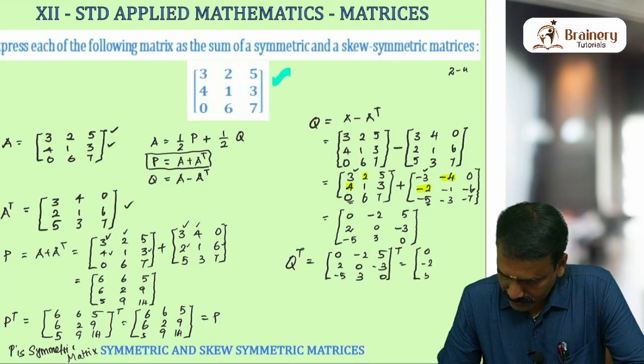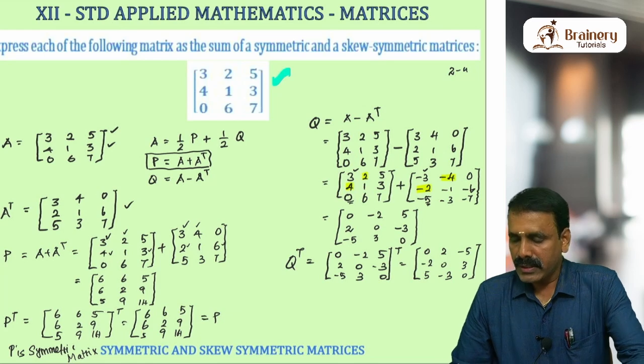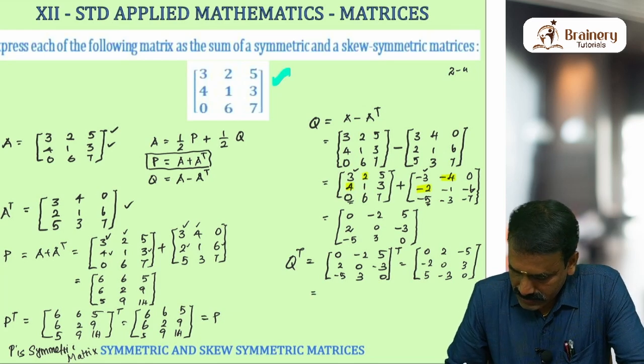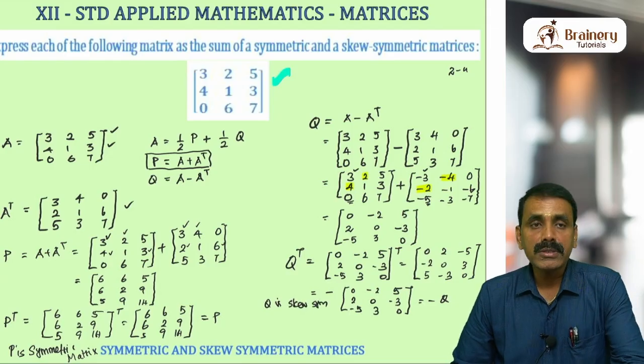0 minus 2, 5. Okay. 2, 0 minus 3. Minus 5, 3, 0. So I have transposed the matrix Q. I take minus outside. So it is 0 minus 2 plus 5. 2, 0 minus 3 minus 5, 3, 0, which is equal to minus Q, which implies Q is skew symmetric. Q is skew symmetric. The problem is not yet over.